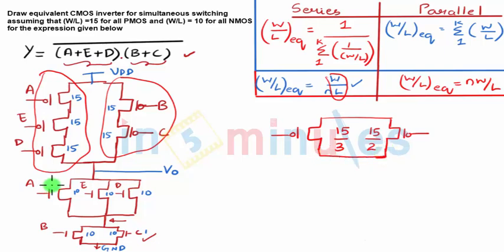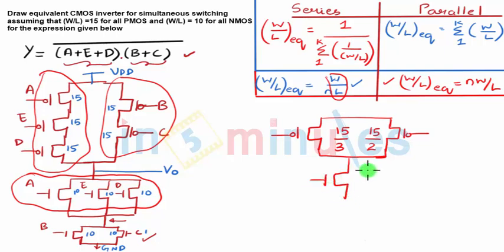Let's go to pull down. There are three transistors connected in parallel. When we know that the transistors are connected in parallel and have the same W by L, we know that the equivalent W by L is going to be nothing but N times W by L. So there are three transistors, so N is 3, N into W by L of each, which is nothing but 10. So 10 into 3.